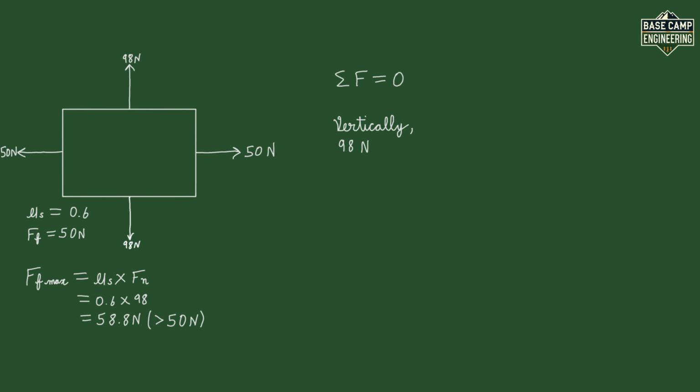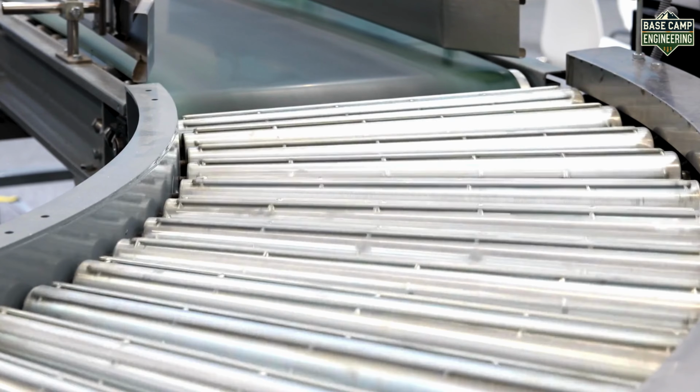Vertically, 98 newtons down plus 98 newtons up equals 0. Horizontally, 50 newtons right plus 50 newtons left equals 0. This confirms the box is in static equilibrium, a critical concept for designing stable mechanical systems like conveyor belts or structural supports.